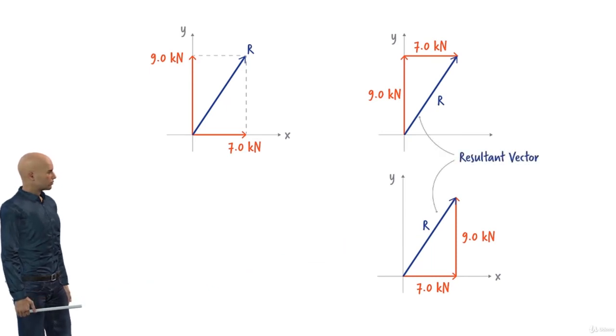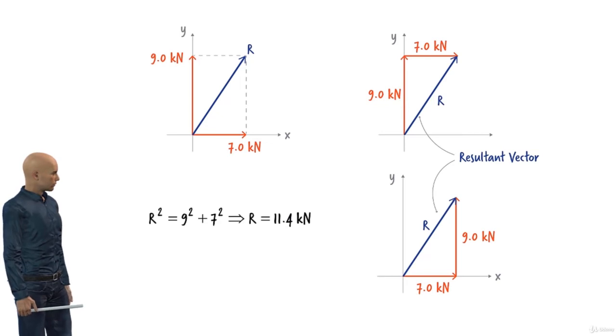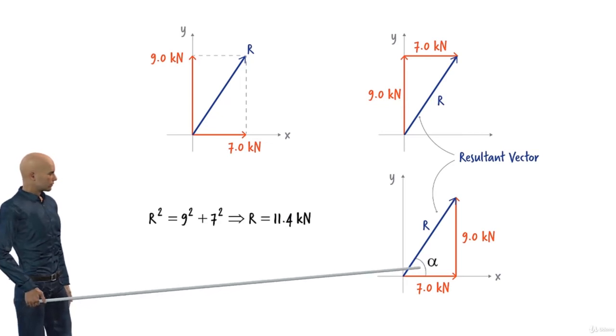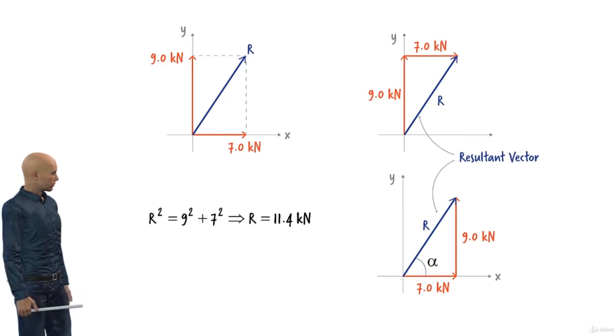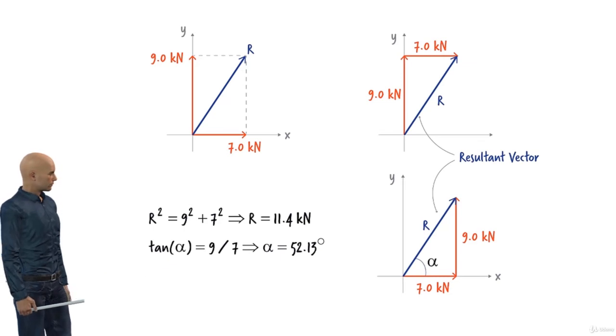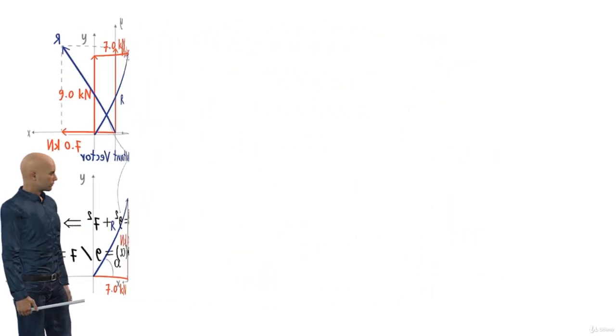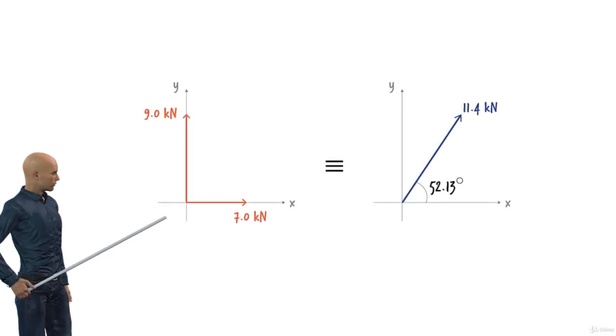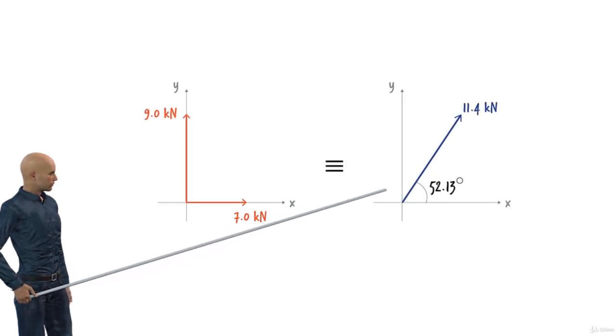We are after its magnitude and direction. Note that the vector defines the hypotenuse of the triangle. Therefore, we can calculate its length using the Pythagorean theorem. What remains to be determined is the orientation of the resultant vector, which we can define using the angle that the vector makes with the horizontal or vertical axis. The angle can be calculated using the definition of tangent, like this. So this pair of component vectors is equivalent to this resultant vector.